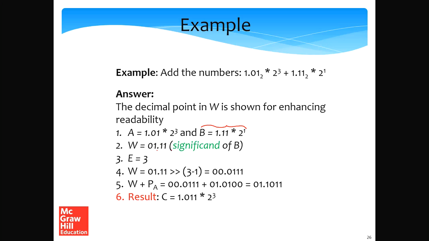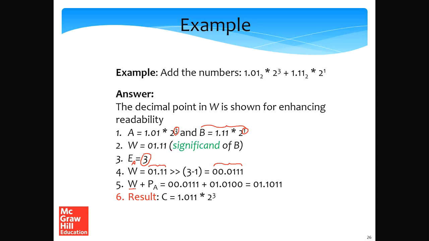In this case, W will be 01.11, which is the significand of B. E, the exponent of EA, the final exponent, is 3. To align the decimal points, we need to right shift W, 01.11, by 3 minus 1 places. Why 3 minus 1? Because 3 is the exponent of A and 1 is the exponent of B. So we need to right shift W by 2 places. This gives us 0, 1, 1, 1 after the decimal point and 0, 0 before the decimal point. Now the decimal points of both A and B are aligned, and the exponent for both of them is E or EA, same thing, which is 3.